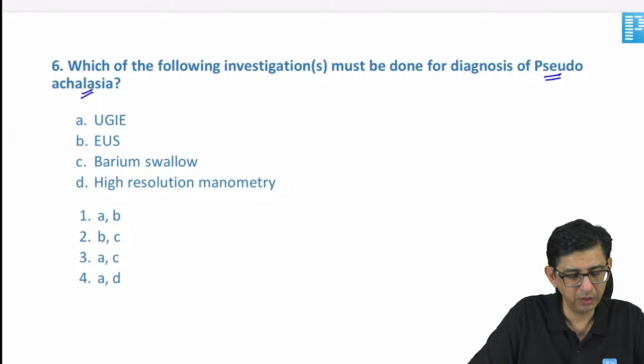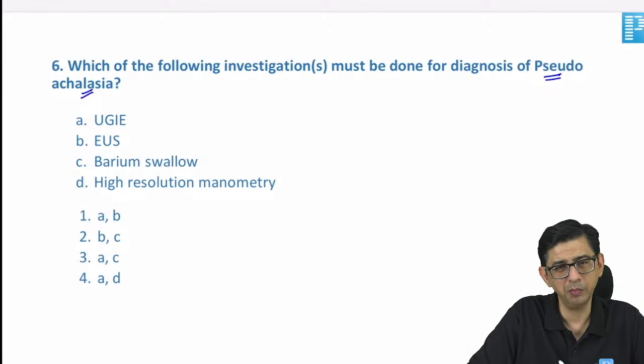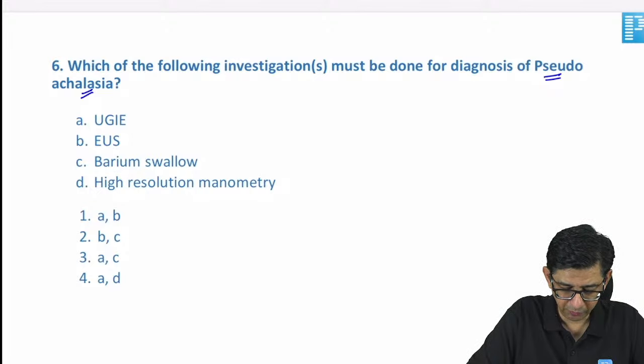Doctor, in all of them we'll start with donepezil, for mild, moderate, and severe, and keep on adding drugs like rivastigmine and galantamine to them. Okay, so I'm getting four there as an answer.